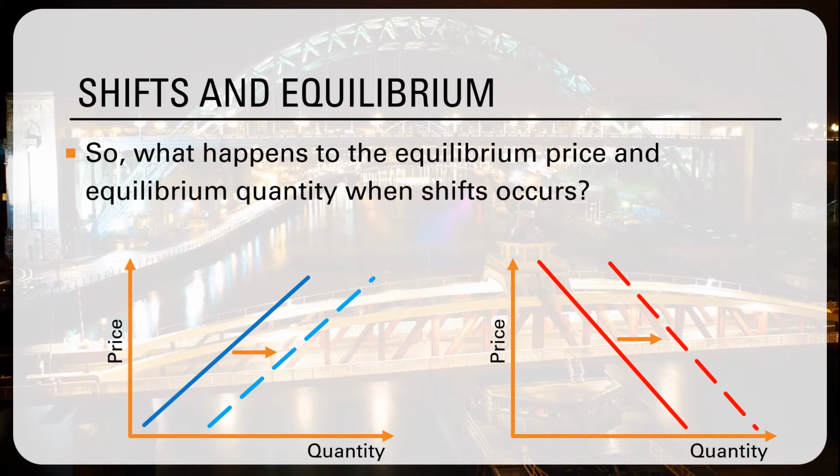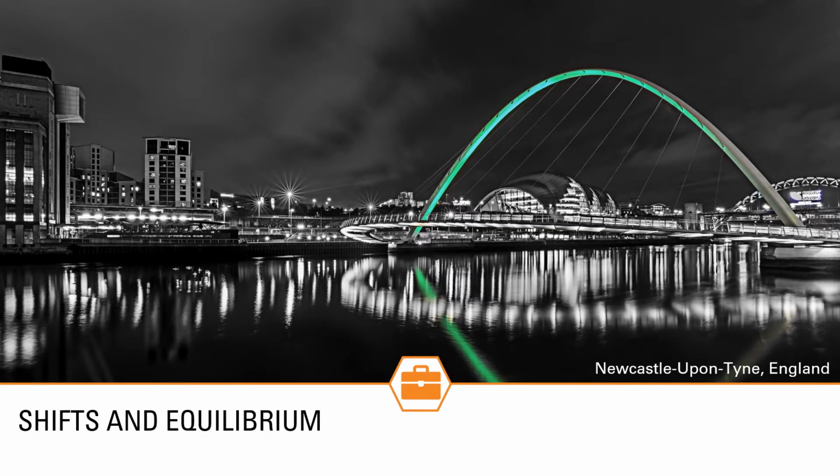So, the question is, what happens now to the equilibrium price and the equilibrium quantity when shifts occur? This is a very important question in economics because in economics, we usually start from a market that already has an equilibrium price and an equilibrium quantity, and then things start happening. So now the question is, what happens to the equilibrium price and the equilibrium quantity when things start to happen? Here are the steps to follow in determining what happens when supply or demand or both shift.